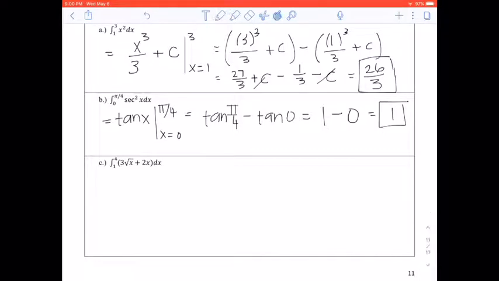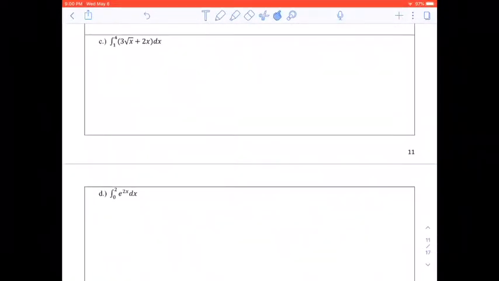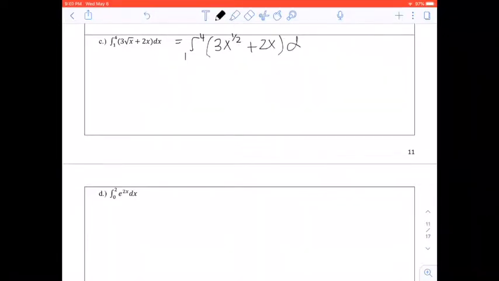The next problem that we have for C is going to be the integral of, and we're able to take the integral of each of these terms one by one. I'm going to rewrite this as the integral from 1 to 4 of 3x to the 1/2 plus 2x. You should have parentheses around the whole part that you are integrating. That integrand should have parentheses around it. And then you definitely need a dx. That's the width of that rectangle. So if you miss the dx, that's technically wrong. You should get no points.